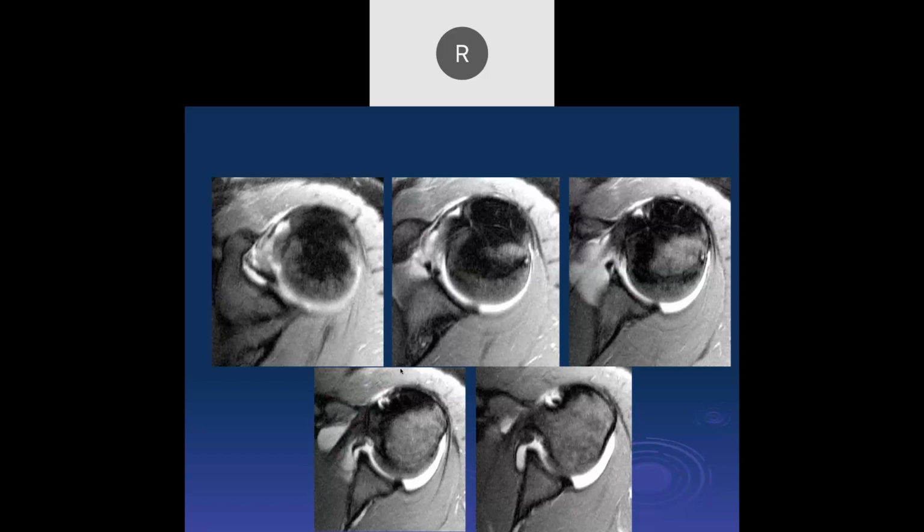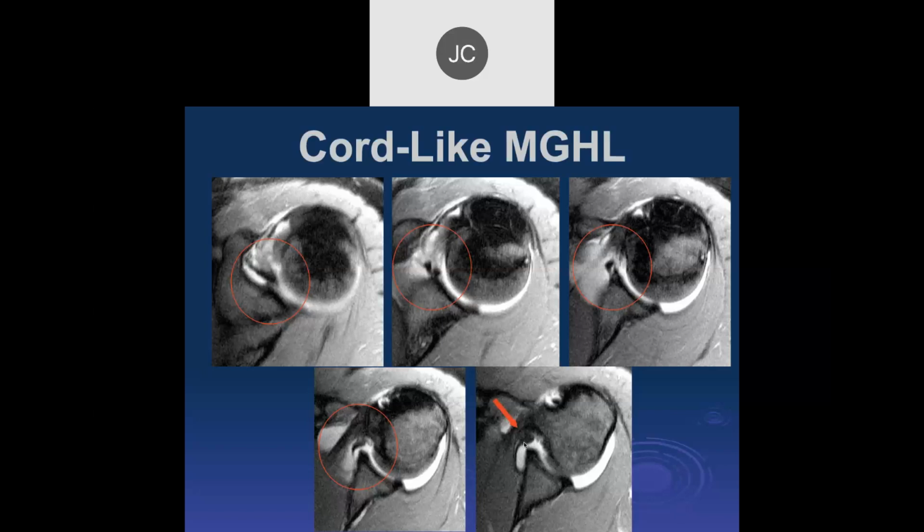I don't think that's a labrum. It looks like it extends into the capsule. Is that just a middle glenohumeral ligament? Okay. So this is what's called a cord-like middle glenohumeral ligament. It's focal thickening. Sometimes you can see fluid going all the way around it, but it's focal linear thickening of the middle glenohumeral ligament.